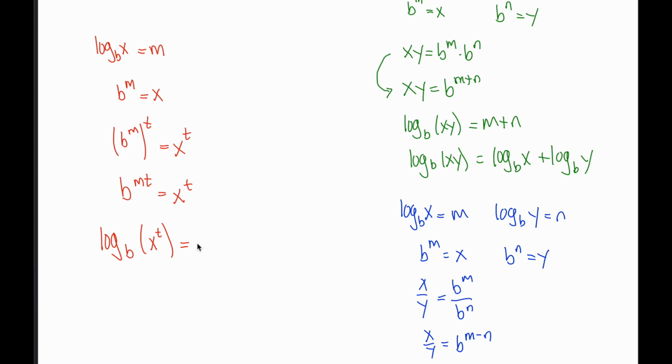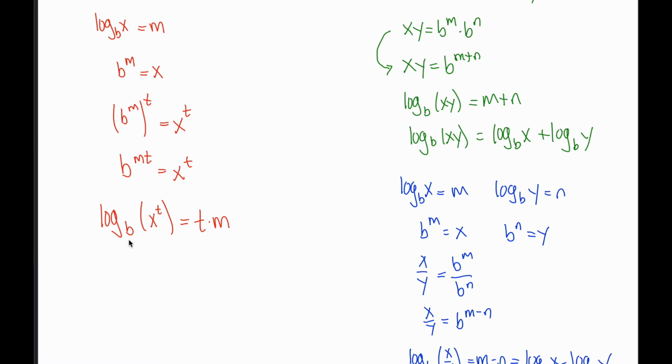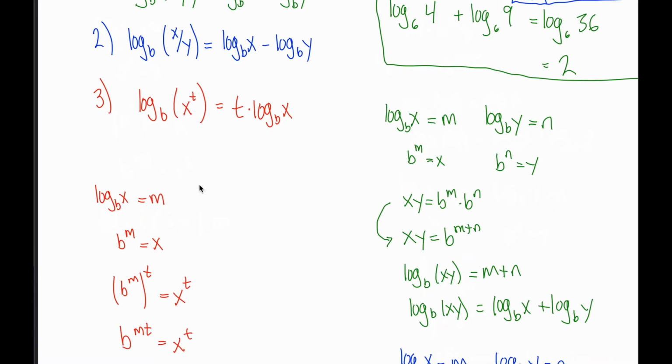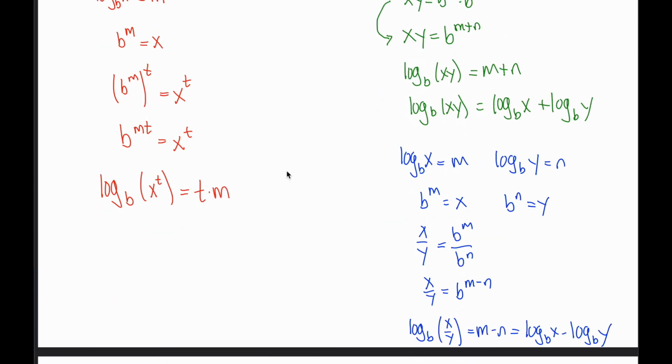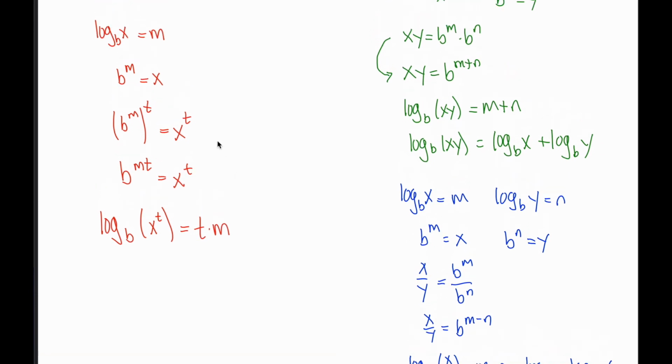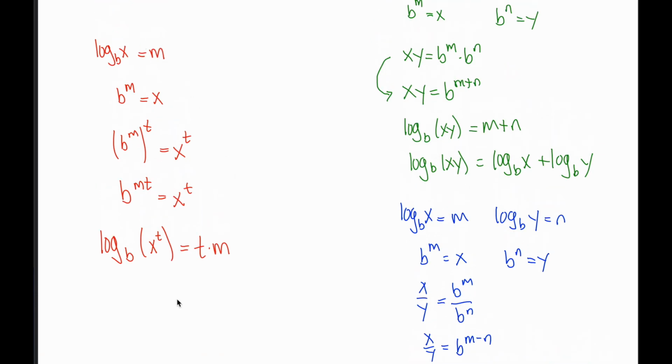Maybe instead of writing it as m times t, I'll write it as t times m, because multiplication is commutative, like 7 times 3 is the same as 3 times 7. I'm going to write it in this order just so things turn out prettier later on. What I have on the left-hand side here, the log base b of x to the t power, looks a lot like what I have right here. And what I have on the right side is t times m, but remember, m is just the log base b of x. So I can replace this m right here with the log base b of x. And that finishes the proof that the log base b of something raised up to a power is equal to that power times the log base b of x.